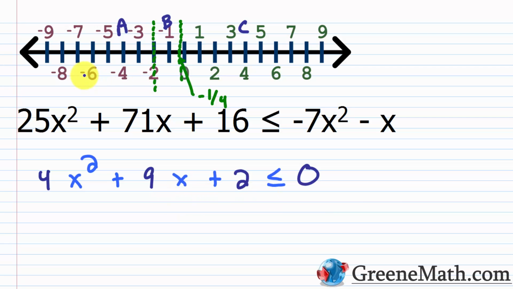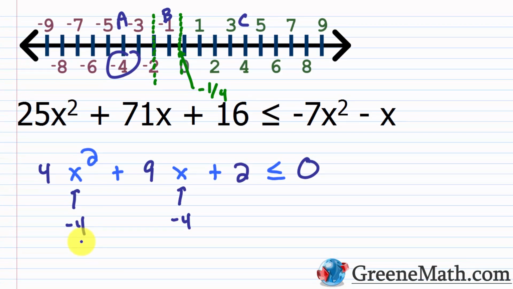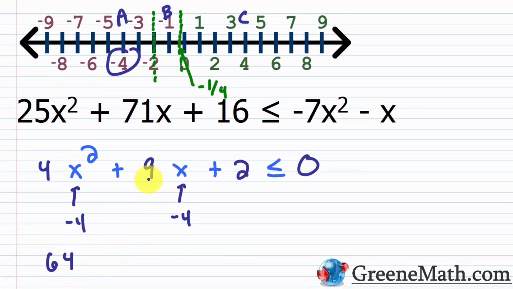So I'm going to pick in interval A a value of negative 4. So let's plug that in there and also there. So negative 4 squared is 16. 4 times 16 is 64. And then 9 times negative 4 is going to be negative 36, so minus 36. And then plus 2. We don't even need to do the operations here. We know that this would not be less than or equal to 0. So anything in interval A would be false. Okay, this would be false.